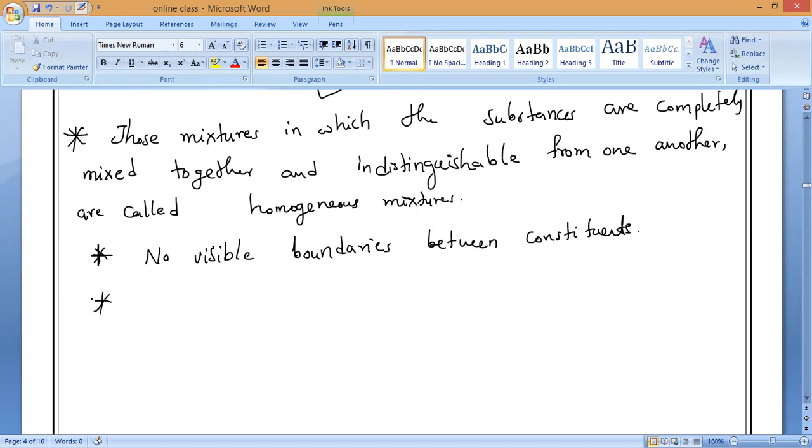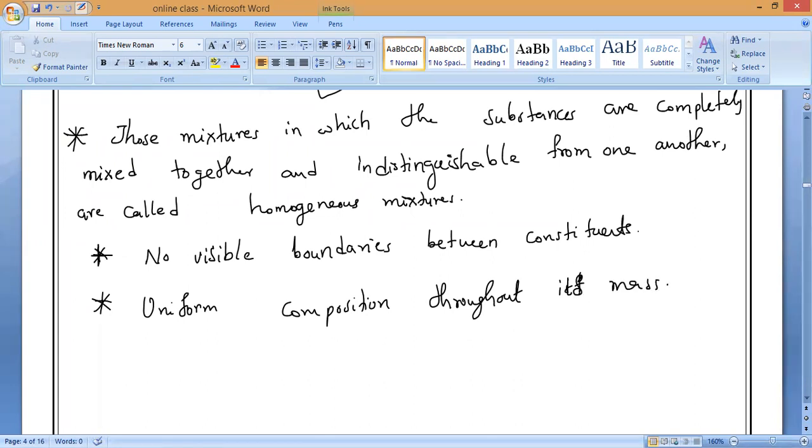Next, second one. What is the second one? Uniform composition throughout its mass. Is it okay, everybody? Yes or no? So that is what it is.